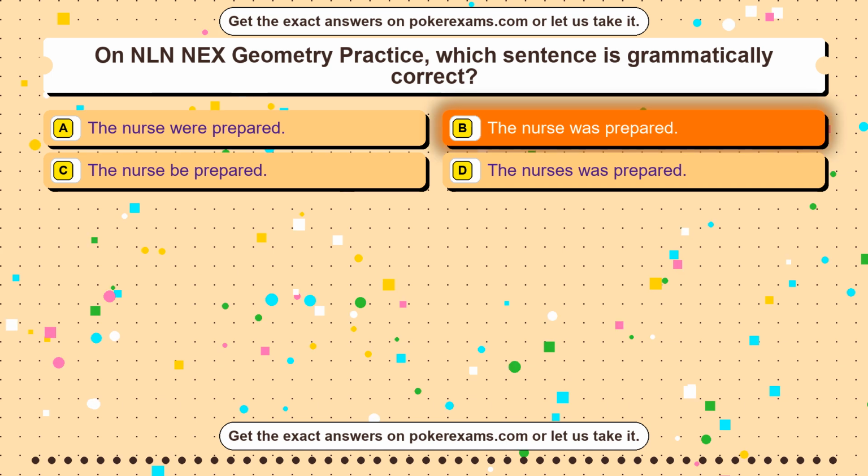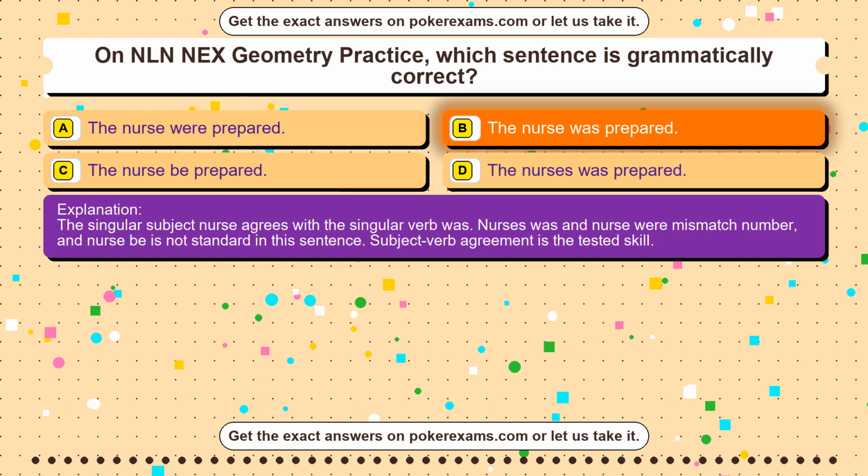An argument in reading and writing is a claim supported by reasons and evidence. A fragment is an incomplete sentence, a decimal is a number form, and a variable represents an unknown. Evidence points to argument structure.